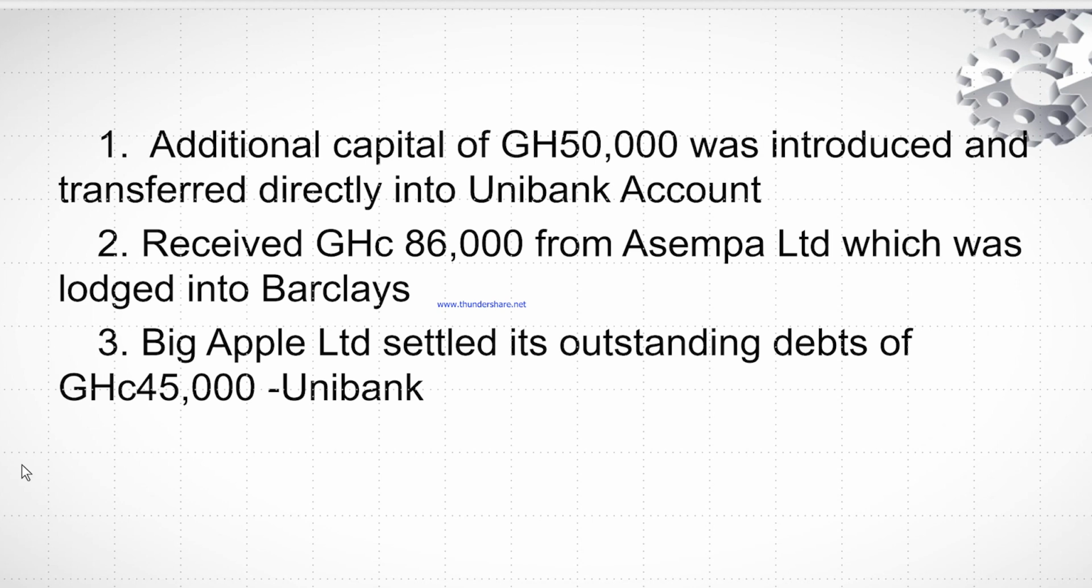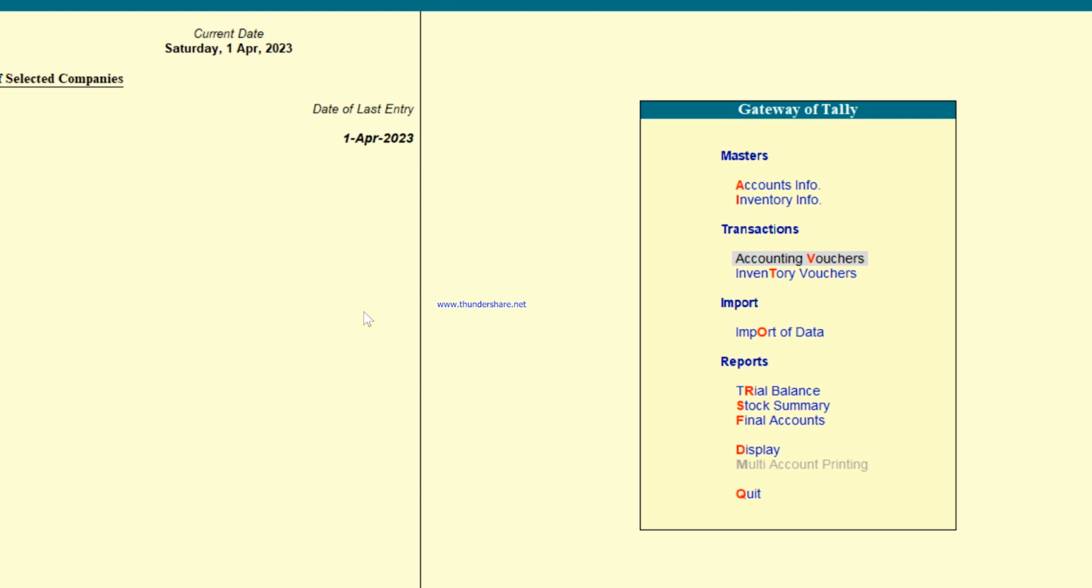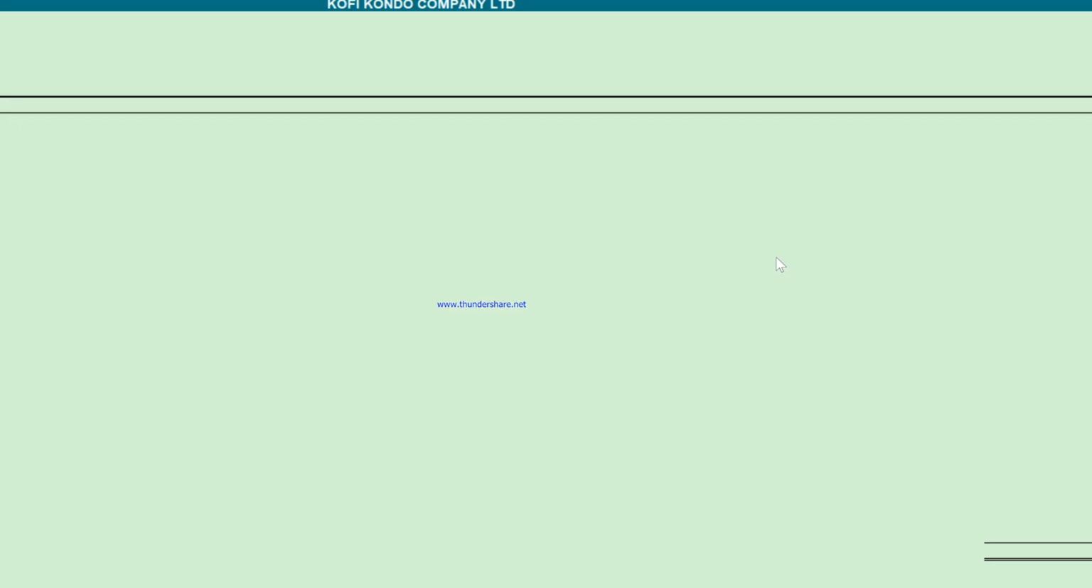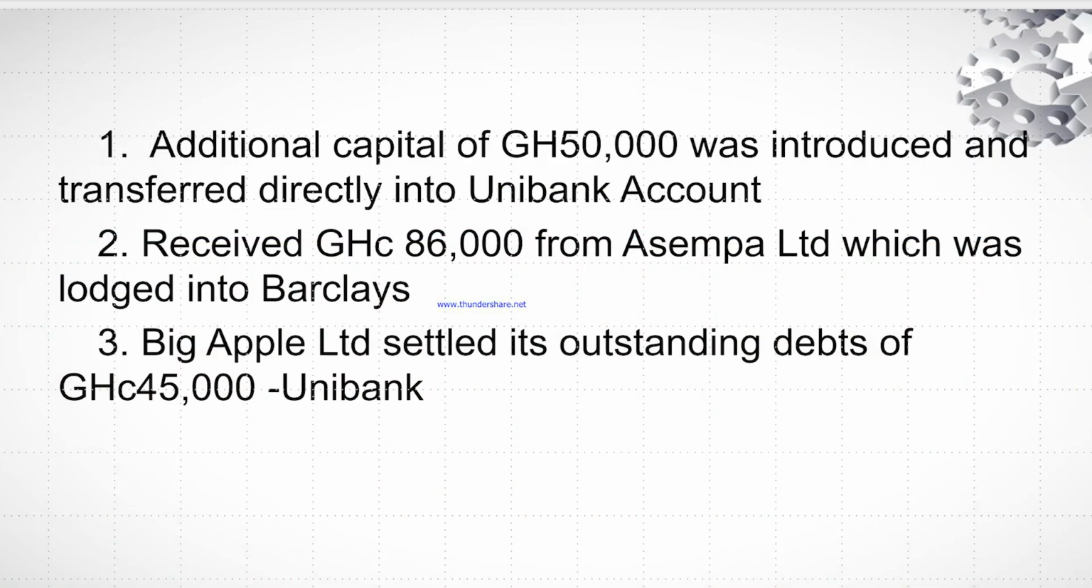So to open your receipt voucher, you go to our Gateway of Tally. We go to transactions, and under transactions you go to accounting vouchers. We select F6, which happens to be our receipt. Or you can come to the right hand side and select your receipt. As I said, the account receiving the money, which is either your cash or your bank, comes first where the cursor is, and the account giving out the money comes under the particulars. So we are going to record the following transactions.